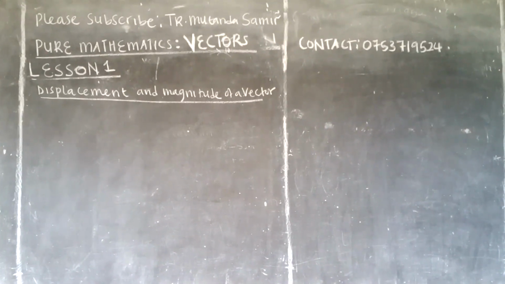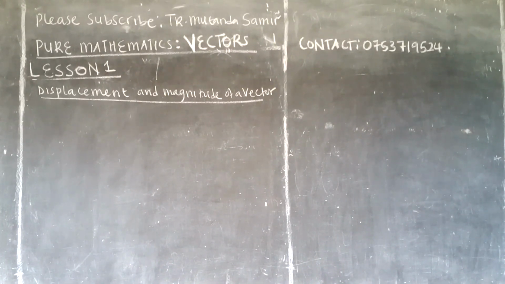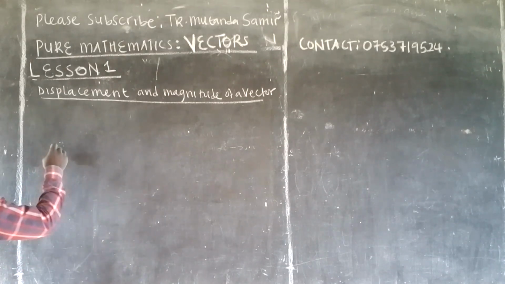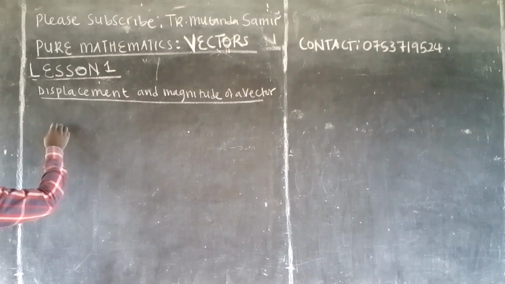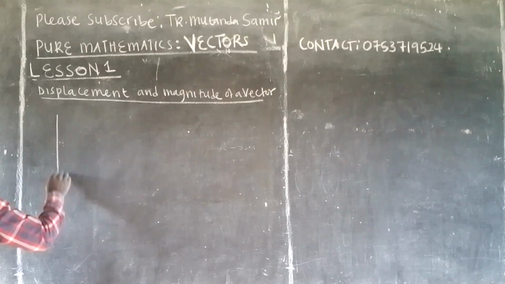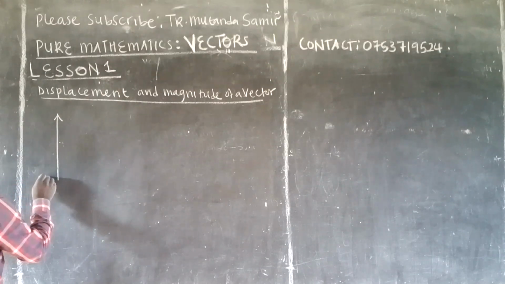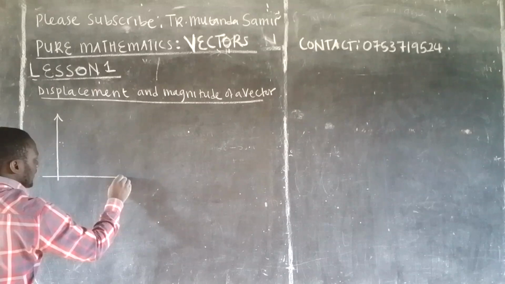All right, so we're still continuing with our lesson. Now we have what we call displacement and magnitude of a vector. So displacement and magnitude of a vector, we shall now look at this. First of all, let's begin with displacement. We shall look at this.